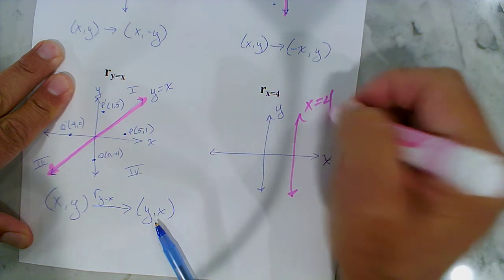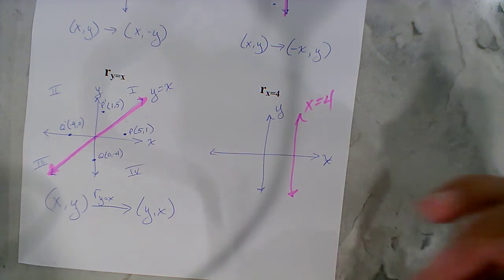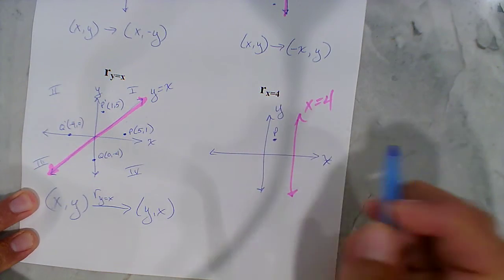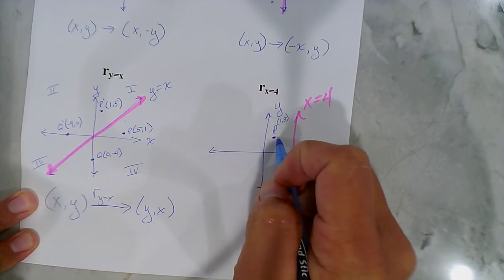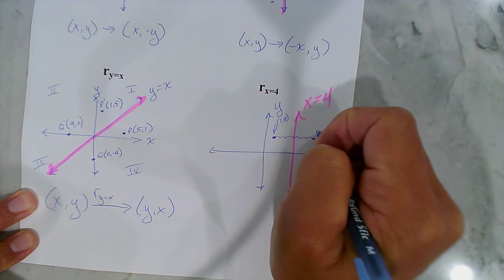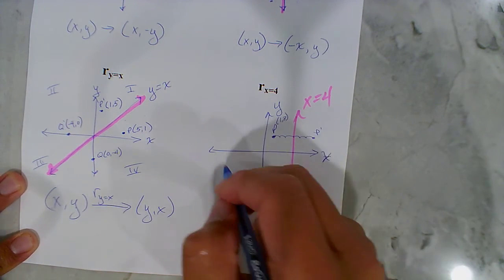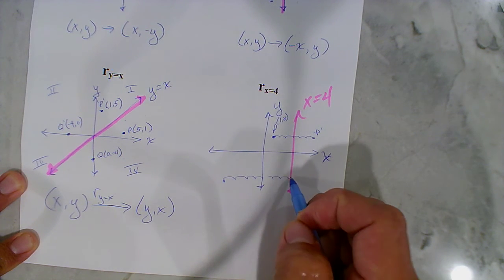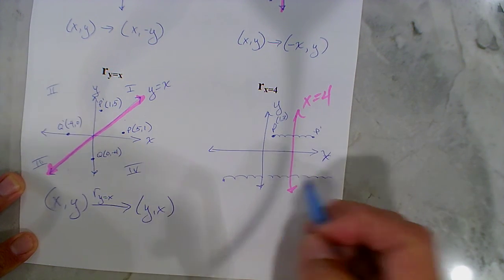So if this is x = 4, and I go to any point, I'll change it up this time. I won't use my (5, 1). Let's say it was (1, 3). You would count 1, 2, 3 to the line, 1, 2, 3 to the other side. And then from there, you would just count off on your coordinate plane what point that is. So no matter where you are, all you got to do is count directly to the line and then directly across.